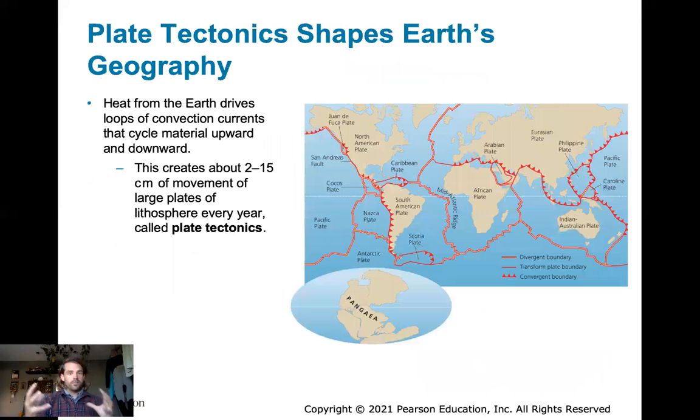Now, heat from the center of the Earth drives loops in convection currents that cycle material upward and downward, and this happens on absolutely mind-bogglingly long time scales, geologic time scales. And the idea of these convection currents that are constantly cycling these plates is called plate tectonics.